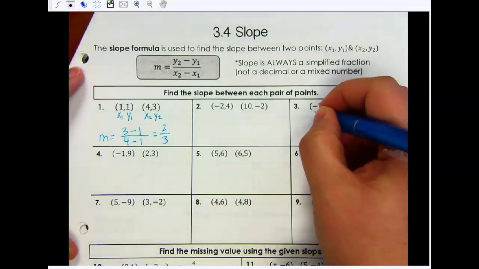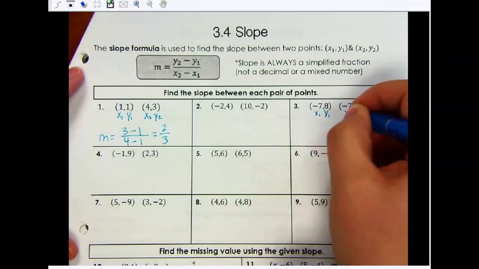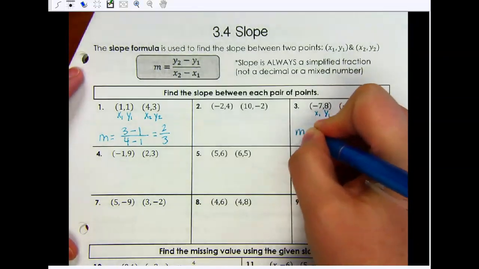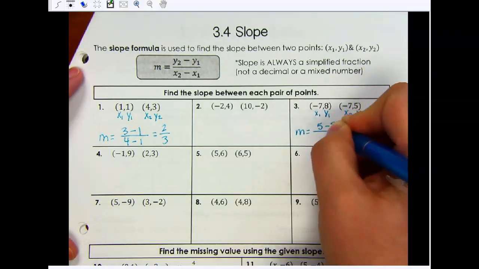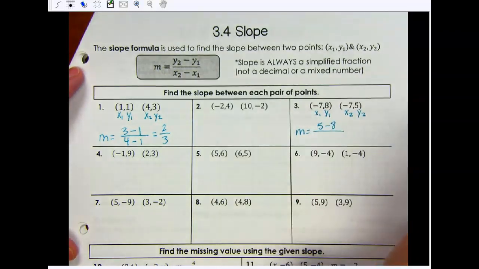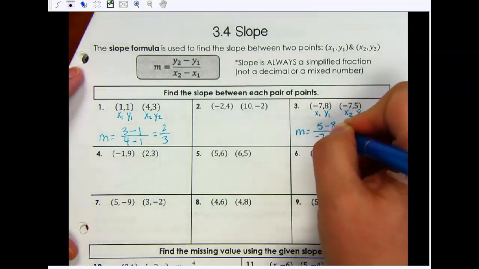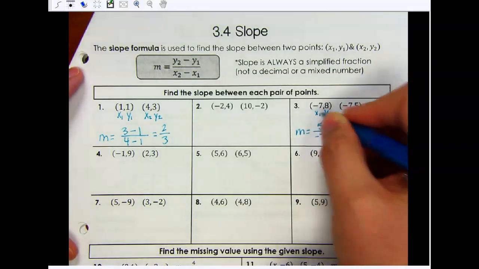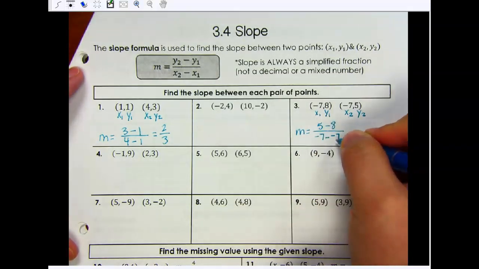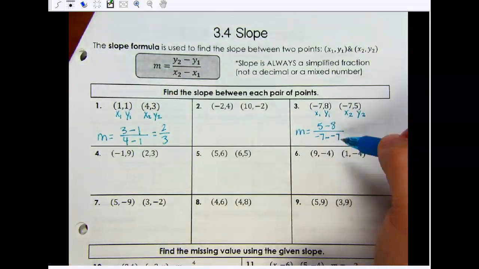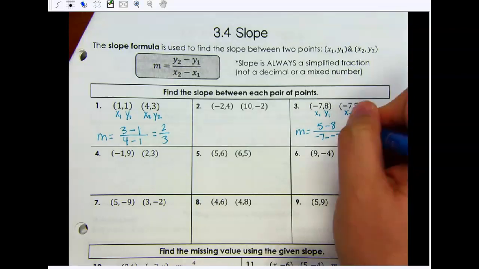So I've got x1, y1, x2, y2. That means that I'm going to have 5 minus 8, y2 minus y1. And then I'm going to have negative 7 minus negative 7, x2 minus x1. Yes, right, minus negative 7. This minus is part of the formula, and this negative 7 is part of x1, so you do need that.